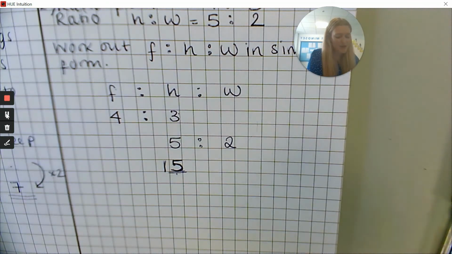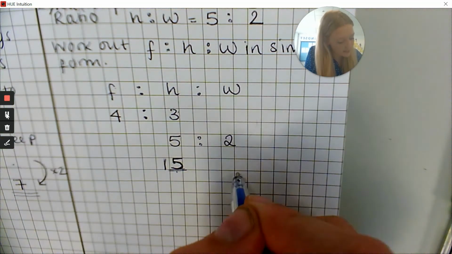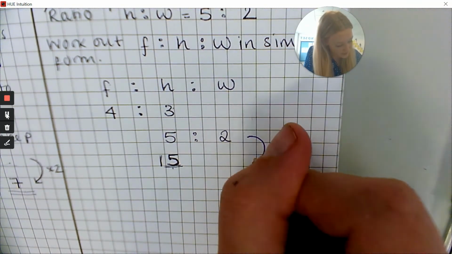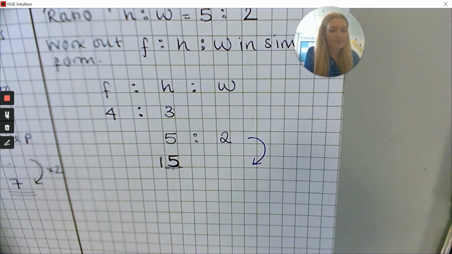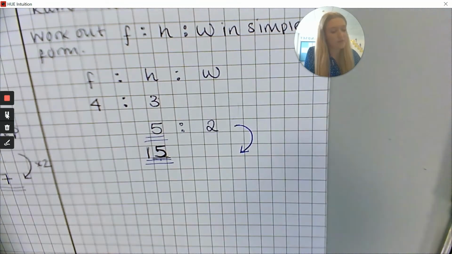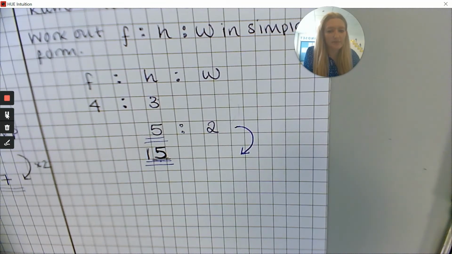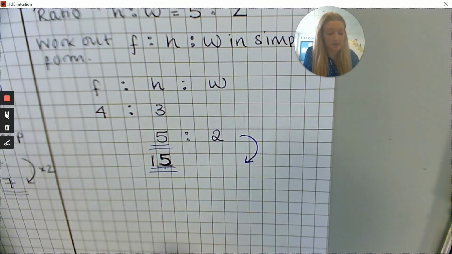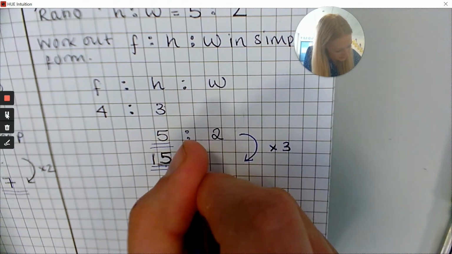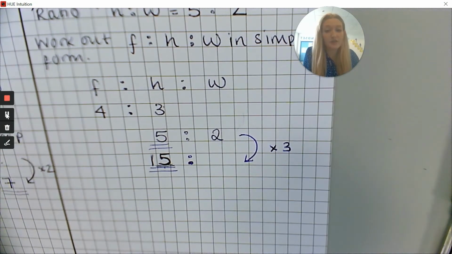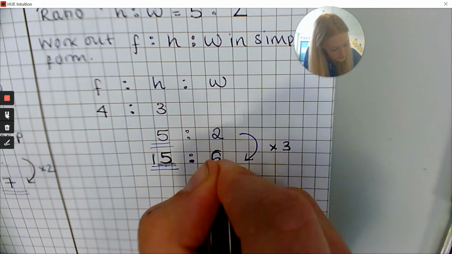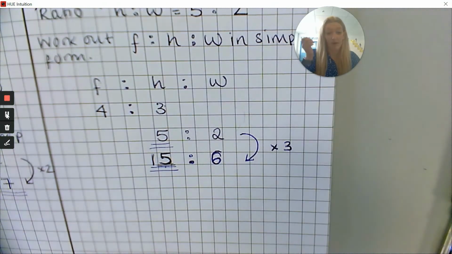Now my first step, I'm going to work out this number here, and I'm going to think about how I've got from this row to this row. How have I got from 5 to 15? What have I times by? Good. I've times by 3. So to find out this number here, I do 2 times by 3, and that gives me 6. And I've used blue to do this, just to make it clear what I'm doing.